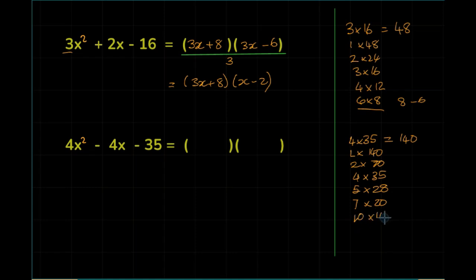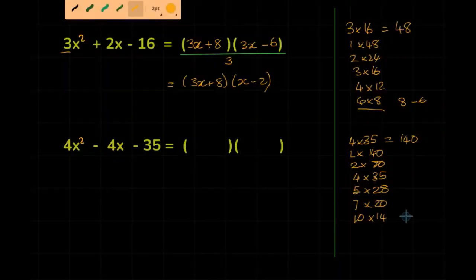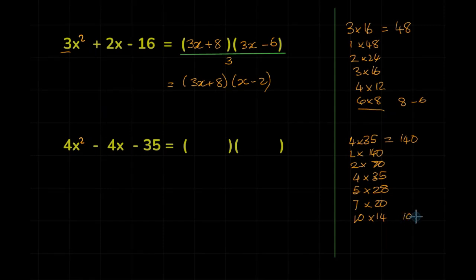10 times 14. Now, that looks promising because the two numbers have a difference of the minus 4 that I want. So let's do 10 minus 14. The reason I'm going for the minus 14 and not the minus 10 is that I want the minus 4. So 10 take away 14 is minus 4. So let's write those in the brackets. Remember, I want 4x in each bracket.